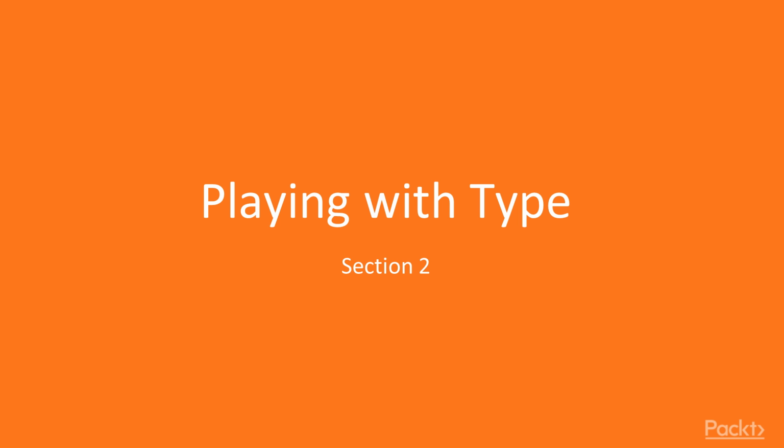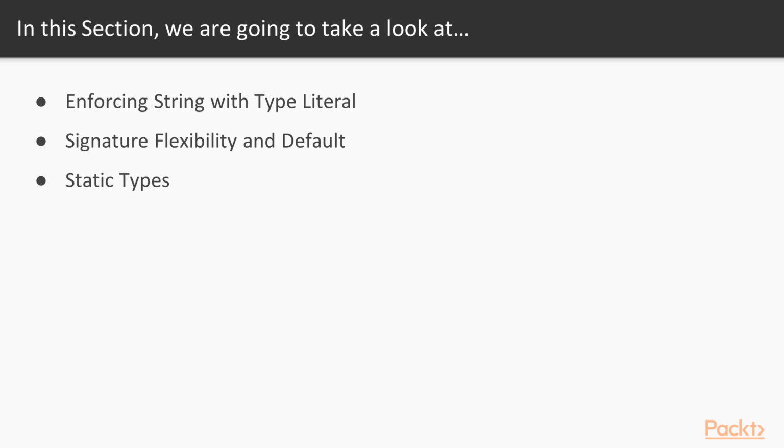Hi, in this section, we will play with TypeScript type. We will see how to enforce string with type literal. We will see how to have a more flexible signature with type aliases and default generic to remove redundancies. This section will end with static type with the use of keyof and mapped type.